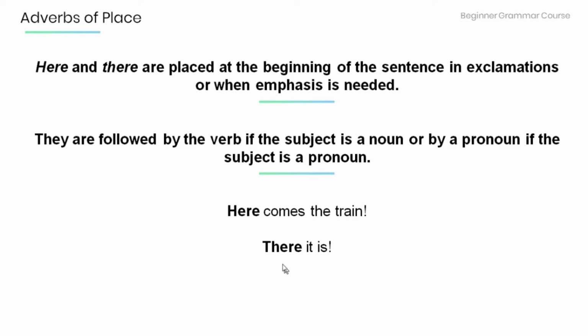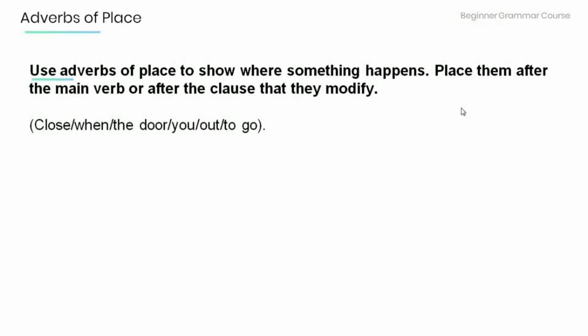And in the sentence, there it is. Note that the adverb of place there is followed by a pronoun, which is also the subject of the sentence. Now let's review the use of adverbs of place and practice a bit. Remember that we use adverbs of place to show where something happens. Now make sure to place them after the main verb or after the clause they modify.